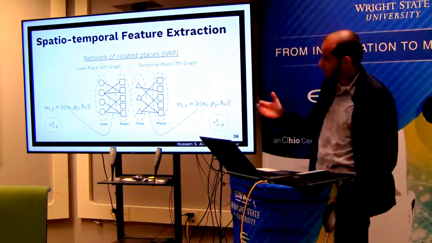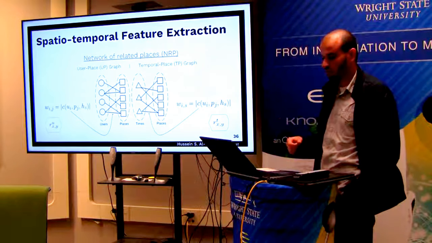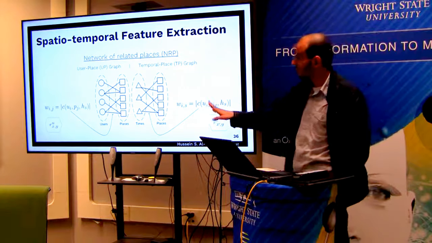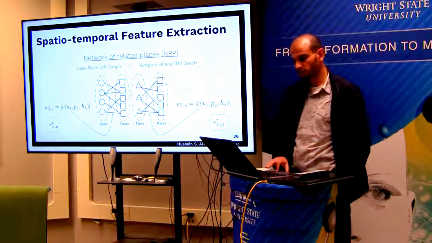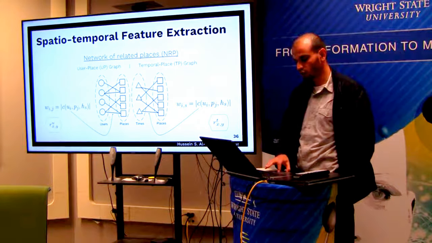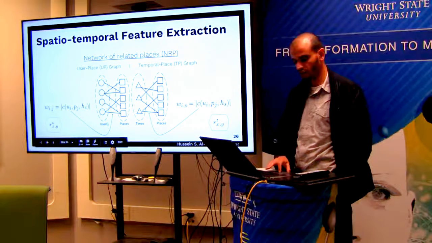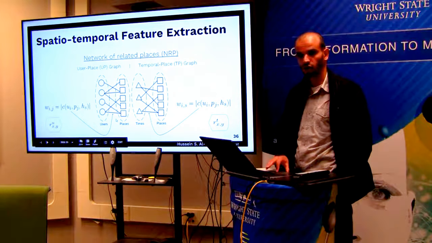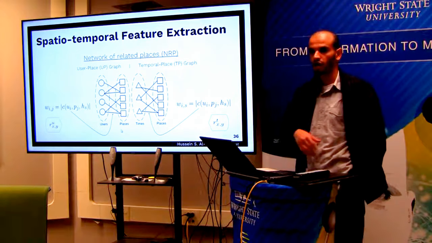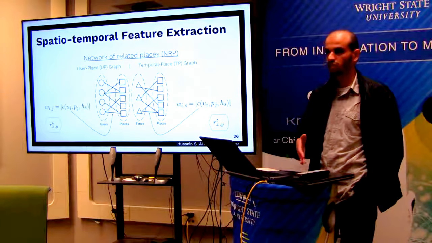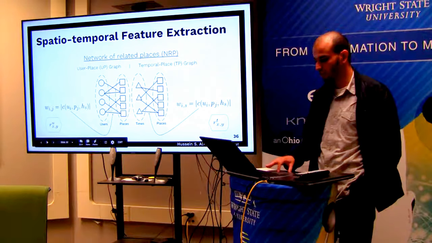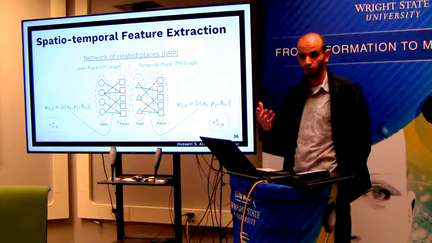So for the spatial temporal feature extraction, they built a network of related places, two bipartite graphs. The first one is the user place graph, as you can see here, which is a bipartite graph, having users and places, and you see edges. These edges are drawn with no temporal perspective. I just saw that, for example, user one goes to that place this many times, and that's the weight of that edge. You can see here is the weight of this edge, the number of visits to that place.